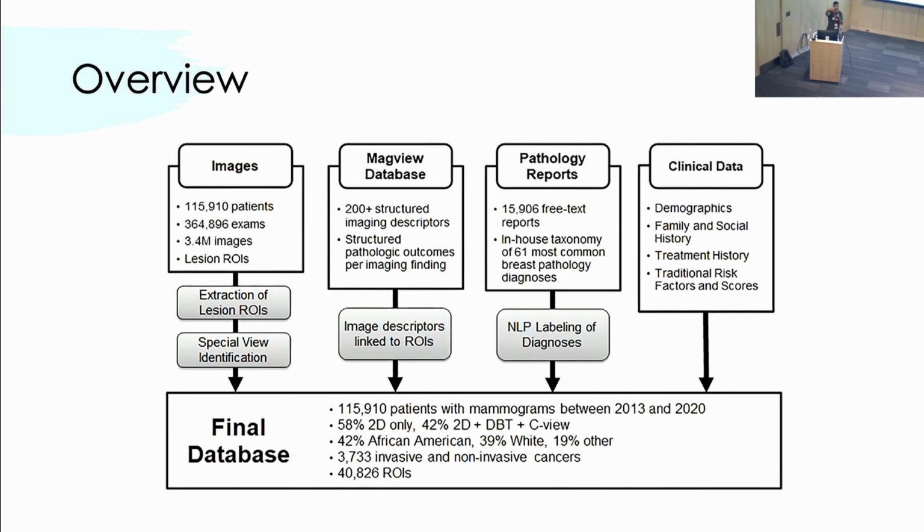In a screening study, you have your 4 standard views, or maybe 6 if they had repeats. Your diagnostic might have 3 views, it might have 8 views, it might have 10 views. So that 360,000 exams adds up to about 3.4 million images. We also have about 40,000 regions of interest of abnormalities on those images, which Beatrice will talk about a little bit tomorrow.